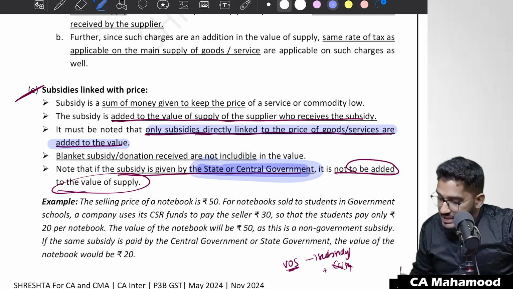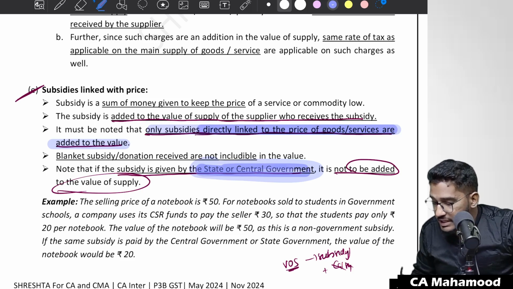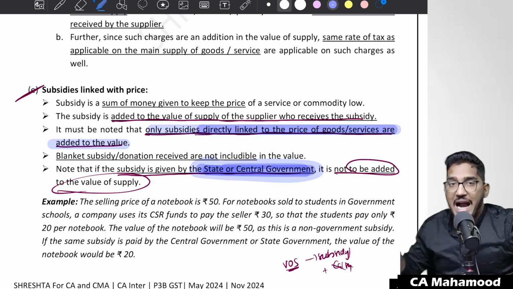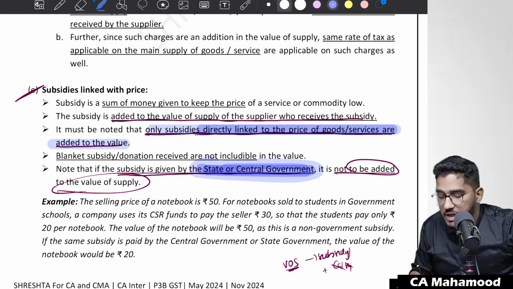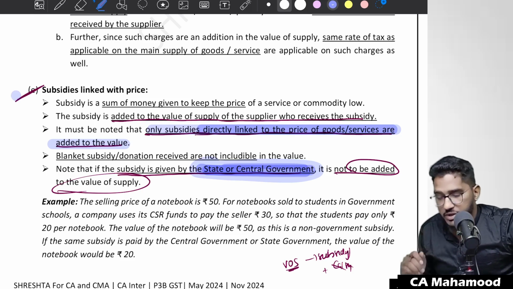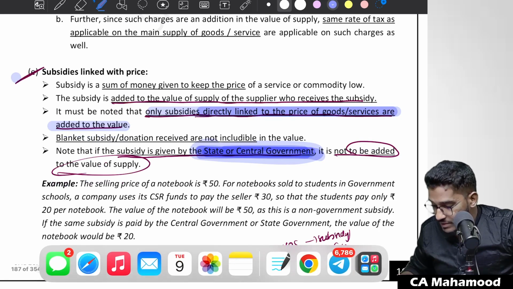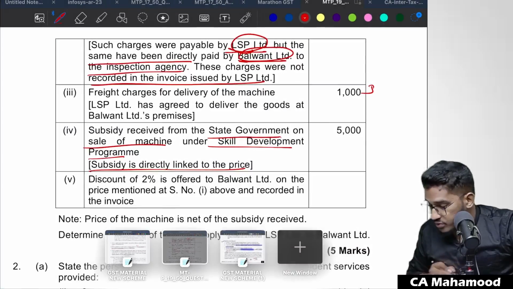See, in the given case, subsidy is linked with the price of the goods, but since the subsidy has been given by the state government or central government, should we add that to the value once again? No, you should not add it. Why? Because in section 15, they have clearly told, in case you have received any subsidy and if that subsidy has been given by state or central government, then that should not be added to the value of supply. So here that subsidy, whatever you are receiving from the state government, you should not add it.